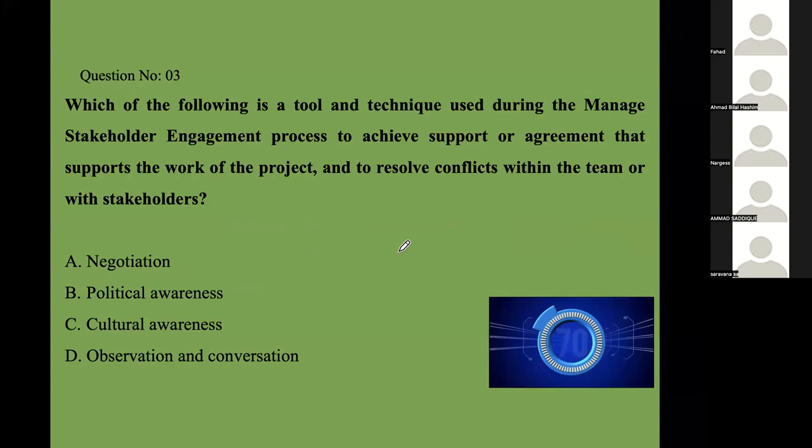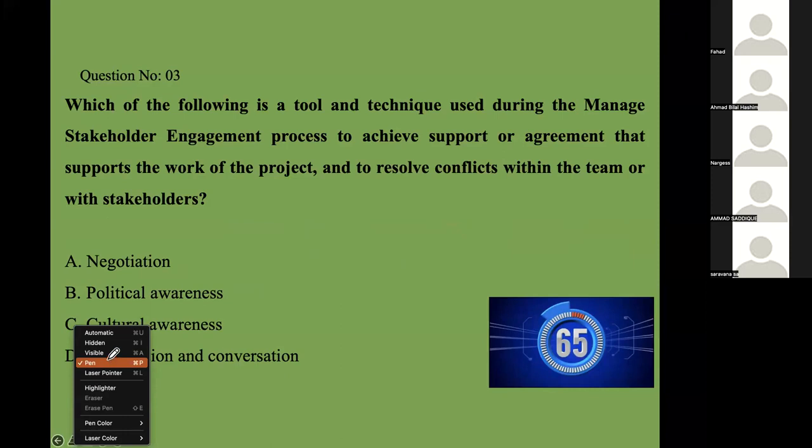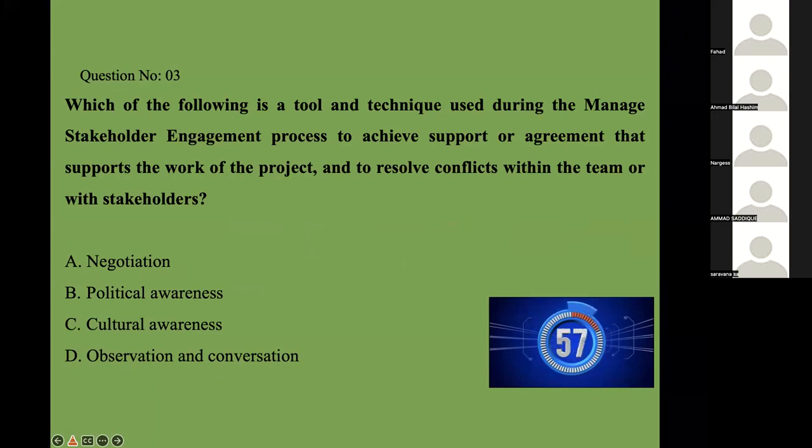Saravana, would you like to answer the question? Yeah. Which of the following is a tool and technique used during the managed stakeholder engagement process to achieve support or agreement that supports the work of the project and to resolve conflicts within the team or with stakeholders? Option A, negotiation, political awareness, cultural awareness, and observation and conversation.